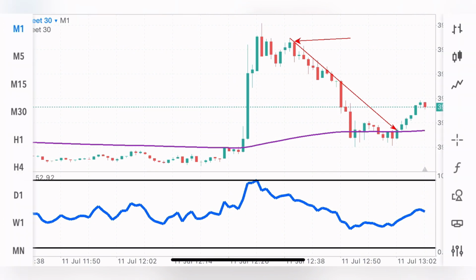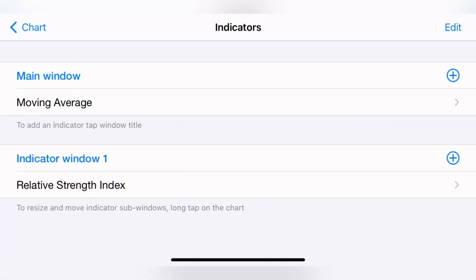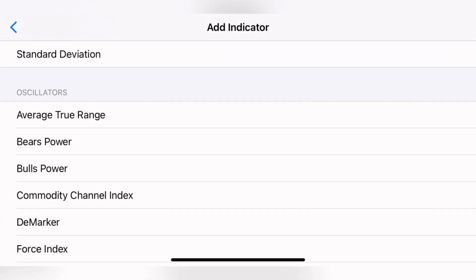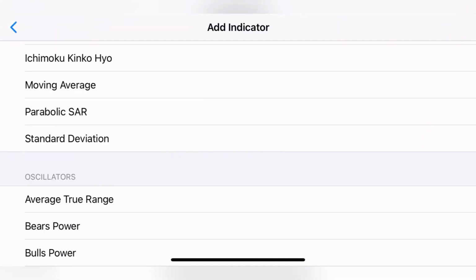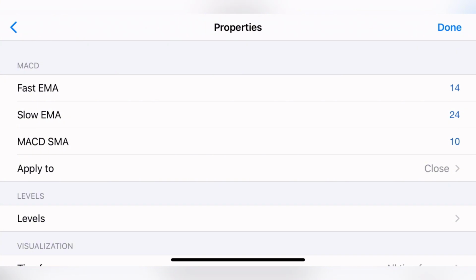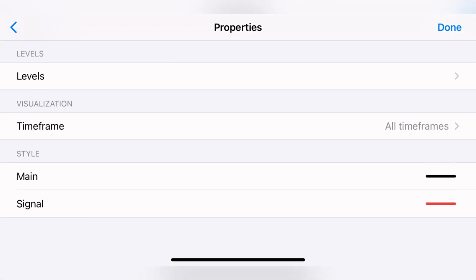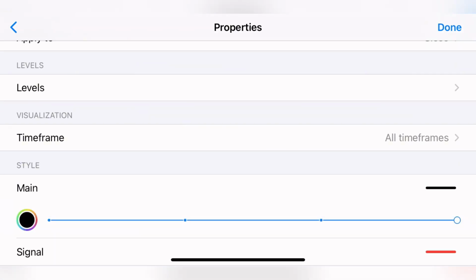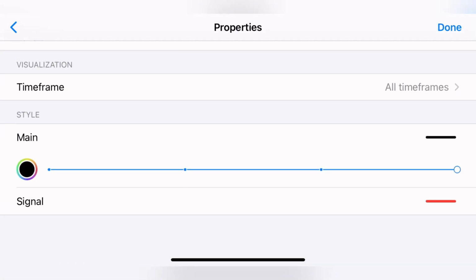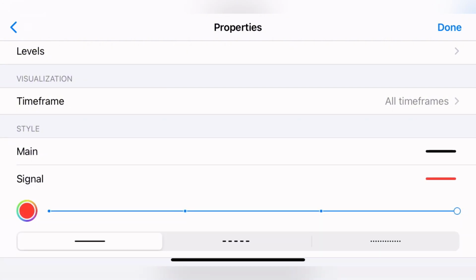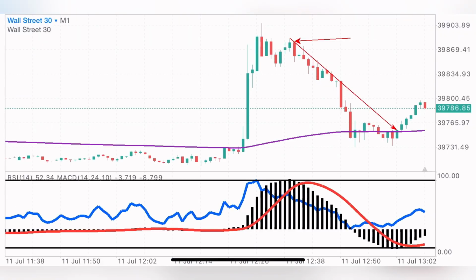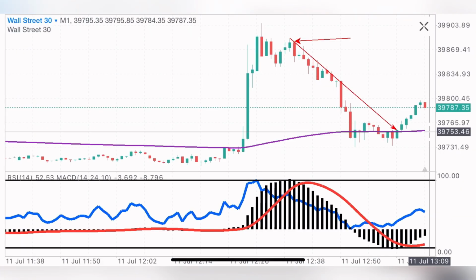So we're going to put on the MACD indicator. We're going to put that on indicator window 1. The fast EMA, put it on 14, slow 24, and MACD SMA on 10. Apply to close. The main is going to be on black, 4 pixels. You should draw the line to the end, the signal 4, and the color is going to be red. Then the straight line pattern at this point. You click on done.